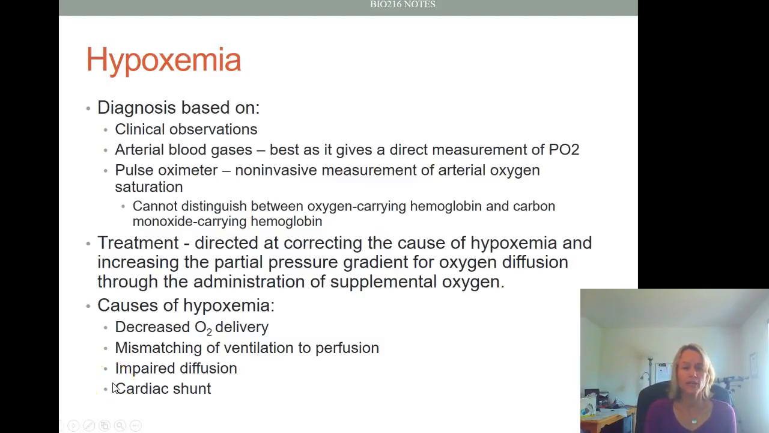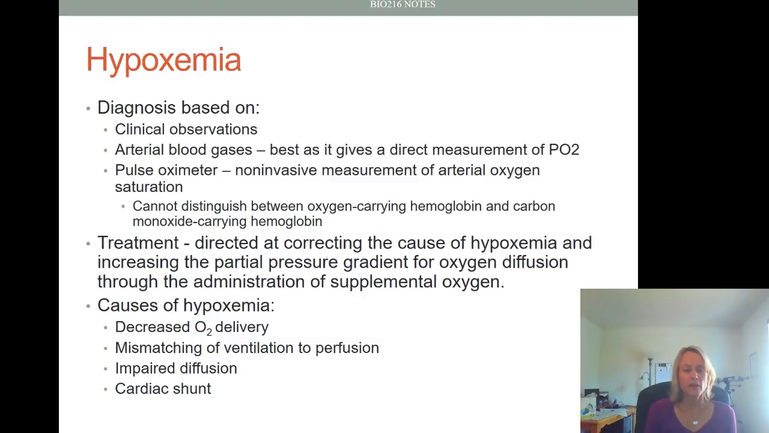Treatment for hypoxemia is directed at correcting the cause of hypoxemia, the lung problem that's causing it, and increasing the partial pressure gradient for oxygen diffusion. And this is through the use of supplemental oxygen. So remember when we looked at Fick's law of diffusion, we looked at the factors that affect the rate of diffusion. One of those factors was the partial pressure. If we give oxygen, then we can increase the alveolar partial pressure of oxygen, increase the driving force, and help to increase the rate of diffusion.